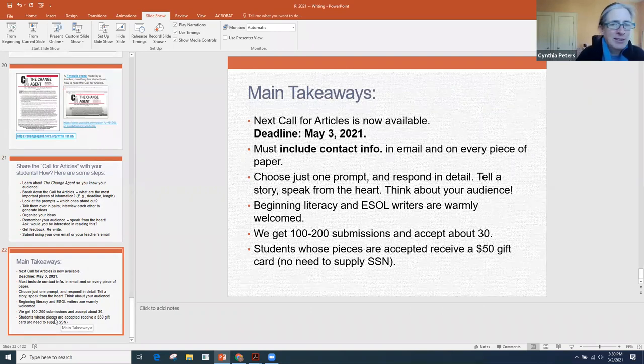Right. Well, I'm noticing the time and I have a final slide with some of the main takeaways for using the call for articles. One is the deadline is May 3rd. Like the video reminded you, please make sure the contact information is on every page. I print out the pages, and I can't tell you how many of them I can't retrace back to the email they came from. So please make sure the page itself has the name and email address on it.